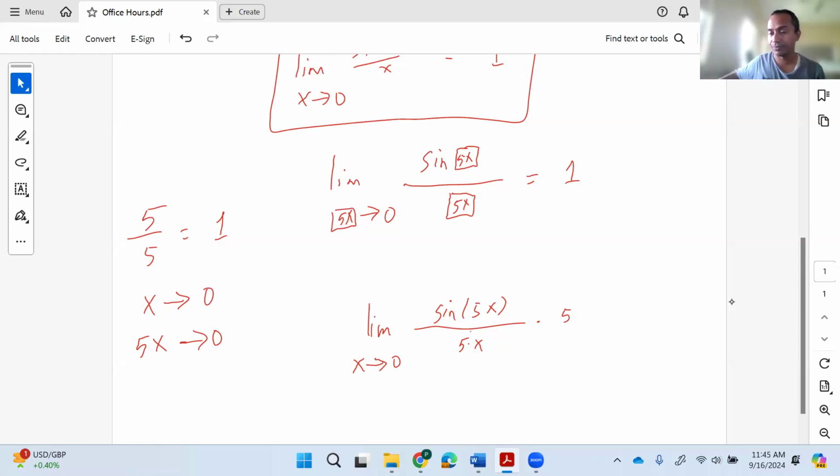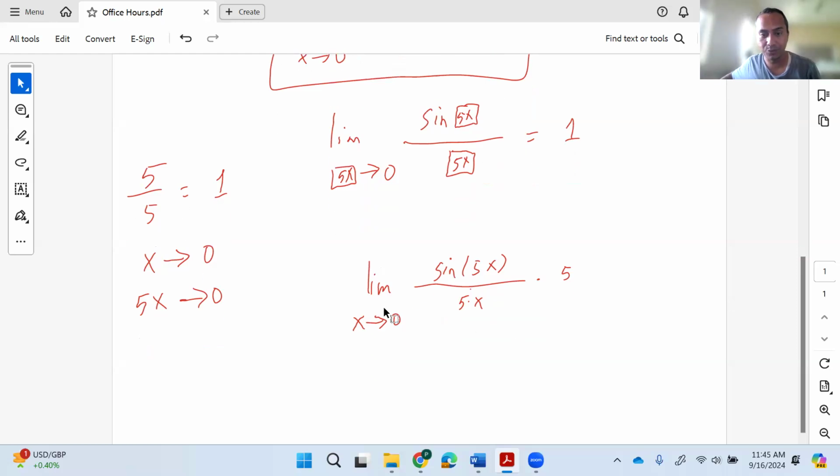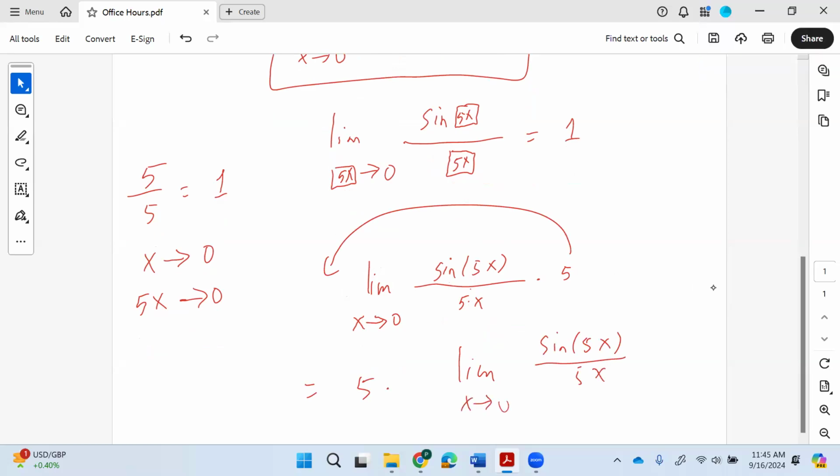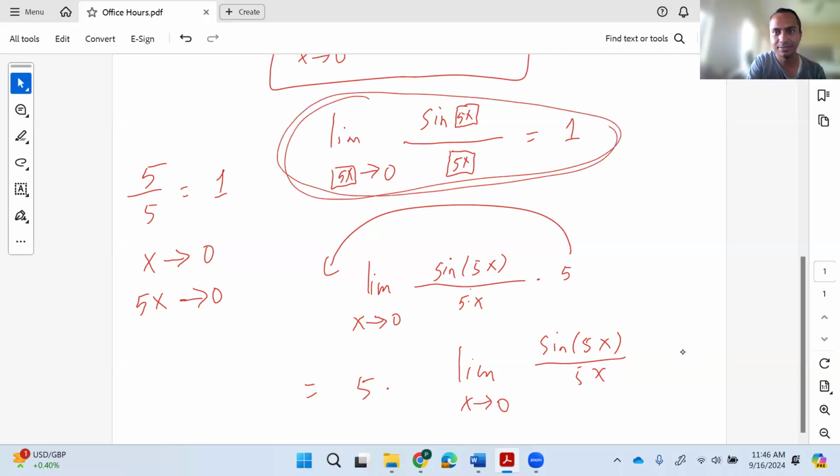So now look here. There is a property of limits. It says that if you are trying to find the limit of this type of expression with a constant, you don't have to worry about this constant. You can just bring this constant outside and find the limit of this function where you have x. Yes? So you tell me, what is the limit of sine 5x over 5x when x approaches 0? It is one. That's the formula we have up there, right?